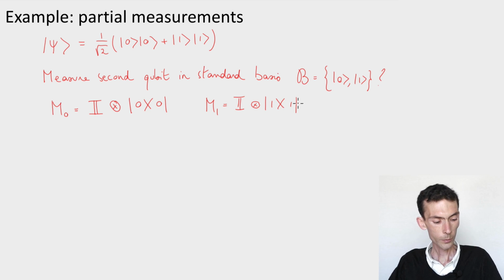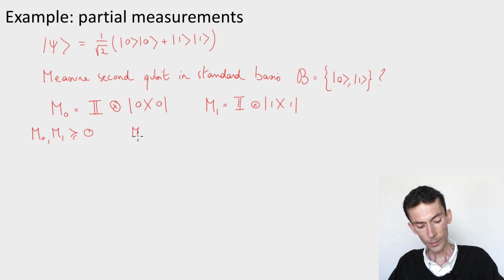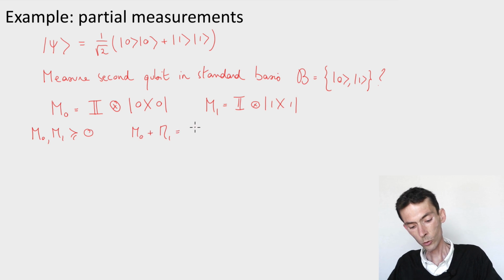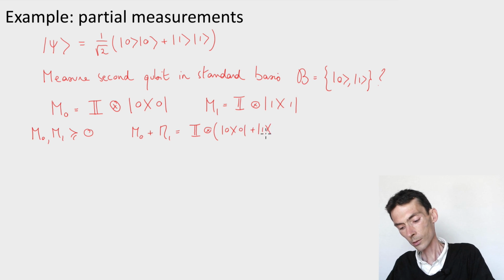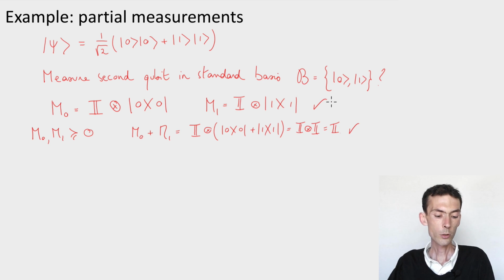Let's verify this. I need to check that M0 and M1 are positive semi-definite, and this is the case because each of them is the tensor product of two positive semi-definite matrices, so that's positive semi-definite. And the second thing to check is that they add up to identity, so let's verify this. M0 plus M1 is equal to identity tensored with |0><0| plus |1><1|. And that is simply equal to identity tensor identity, which indeed equals identity. So M0 and M1 together form a valid POVM.